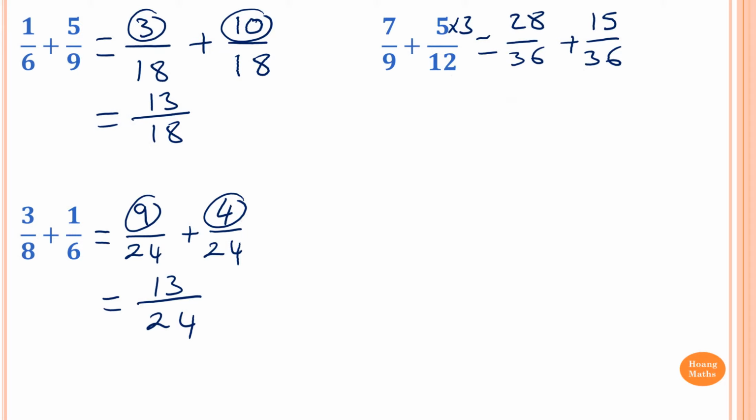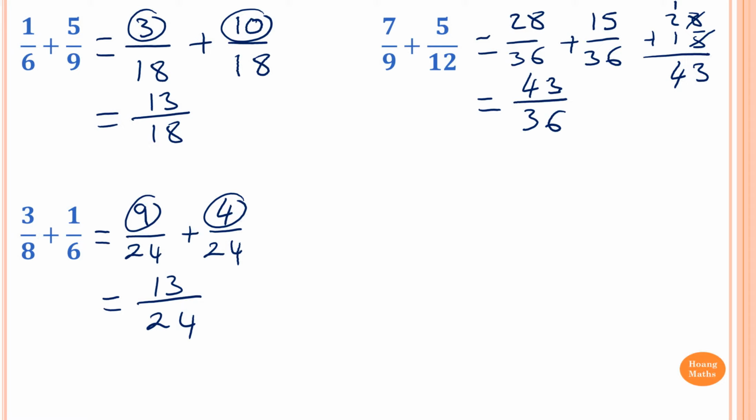So now we just add this up. So 28 plus 15. So 8 plus 5 is 13. You write 3 and then carry 1. So 1 plus 2 is 3, plus 1 is 4. So 43. So 43 over 36.